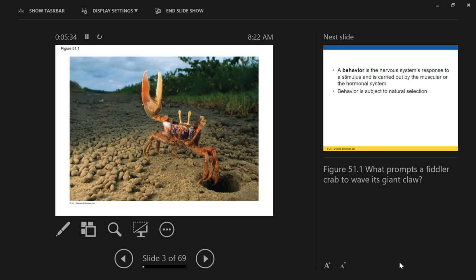All right, and they do use it to attract females. Because males with the biggest claws are going to be able to ward off other males, and males with the biggest claws are going to produce other male offspring that are going to have big claws.